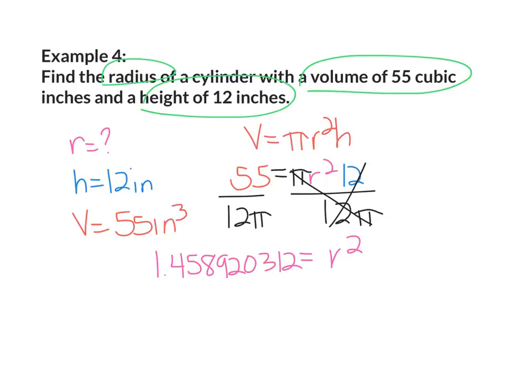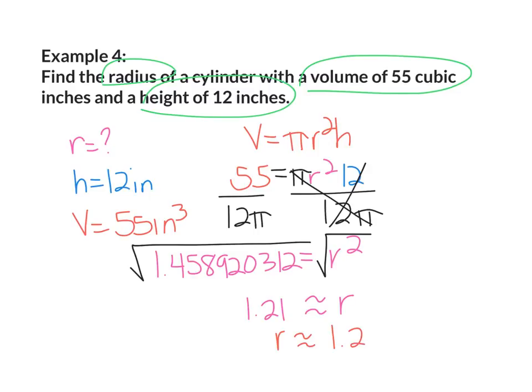1.458920312. Now the last step is to take the square root of both sides. And the square root of r squared is r. And the square root of 1.458920312 is approximately 1.21. So that means that r is approximately 1.21 inches.